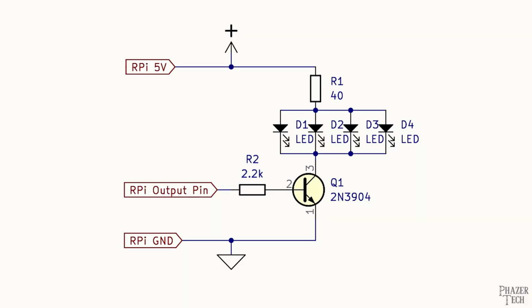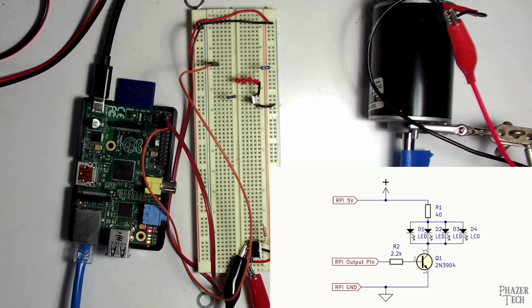So for this example, I won't be using an external power supply. I'll be using the Raspberry Pi's 5-volt power rail to power the transistor and LEDs. Alright, so the first thing we need to do is figure out how much current these LEDs will be using.